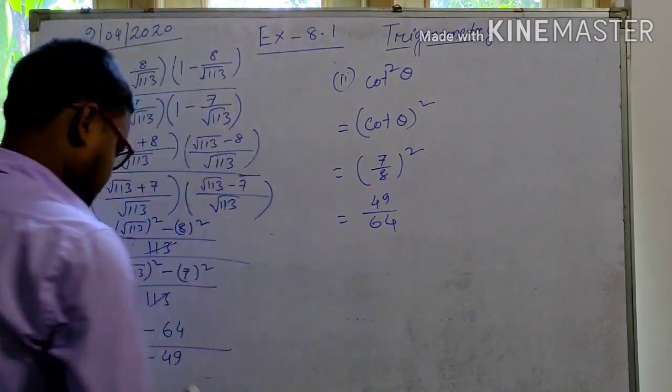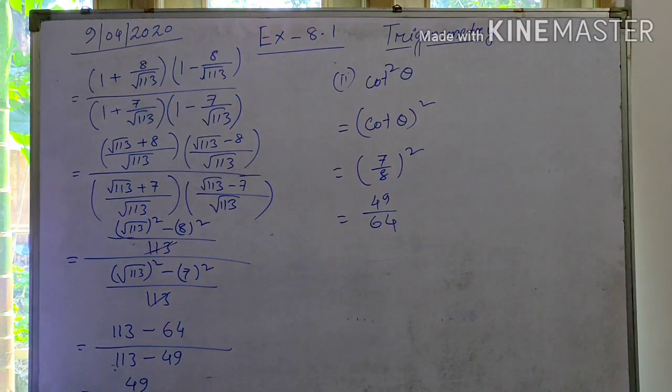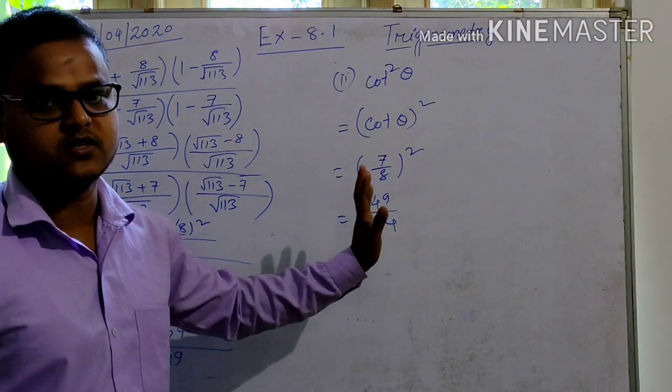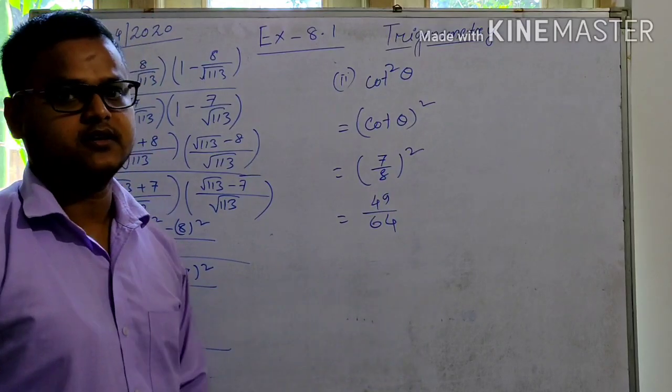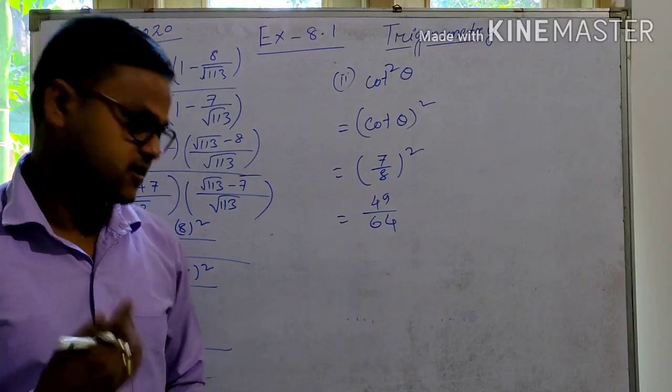So finally, in question number 1 the answer is 49 by 64, and question number 2 also 49 by 64. Clear? Okay, I will continue with the other question.